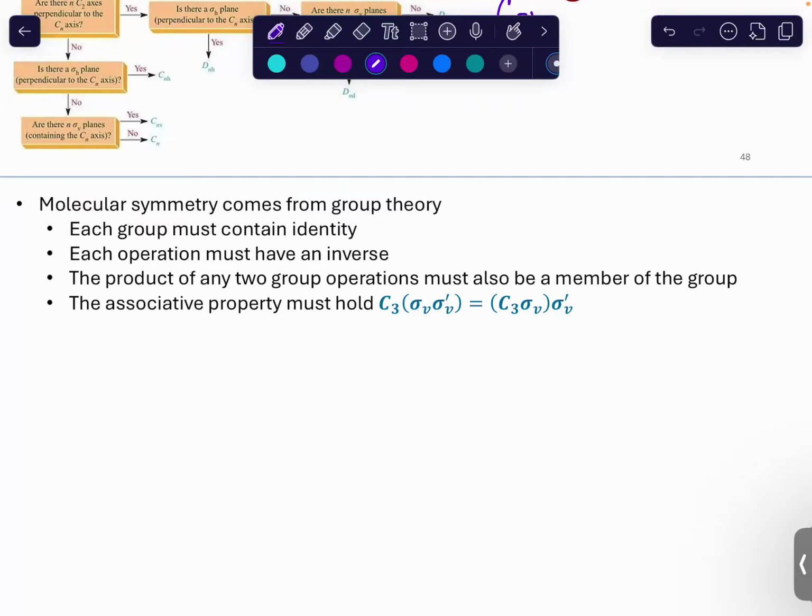Now, let's look at point number 3. I want to use ammonia. And let's just say we're looking straight down on it. If I take it through a C3, let's do it counterclockwise. What's going to happen? It's going to end up in the same positions. It will be indistinguishable. Let's work with H1, H2, H3, so H3 will be at the top, H1 at the left.